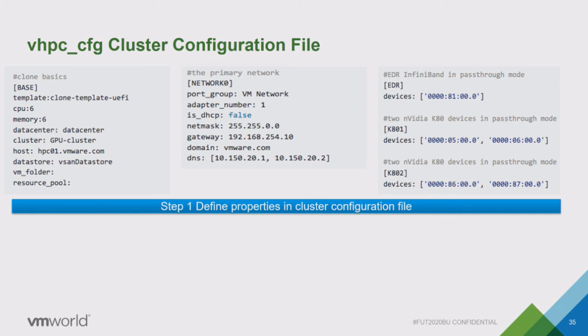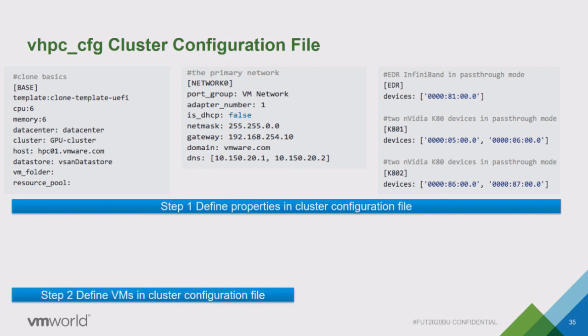But essentially what you do is you define a set of per-VM attributes. So you can see on the left we're setting the memory size of the VMs, the number of CPUs we want the VMs to have, what their data centers are, et cetera. In the middle you can see networking details that we want to provision. And then on the right-hand side we have the PCI information for the devices that we want to set up in pass-through mode. In this particular case, we have an InfiniBand device and a couple of NVIDIA K80 GPUs.